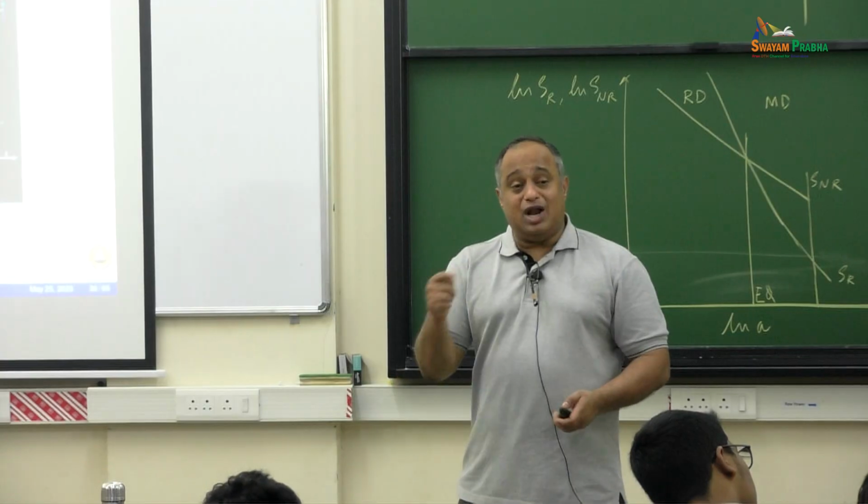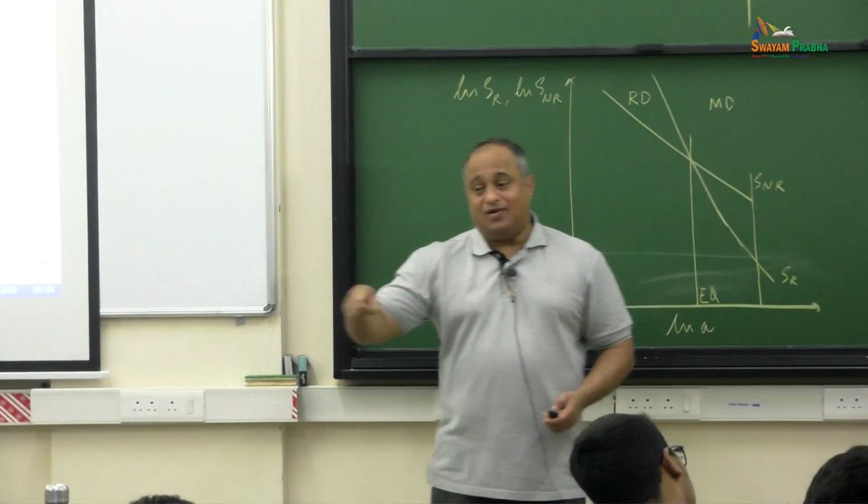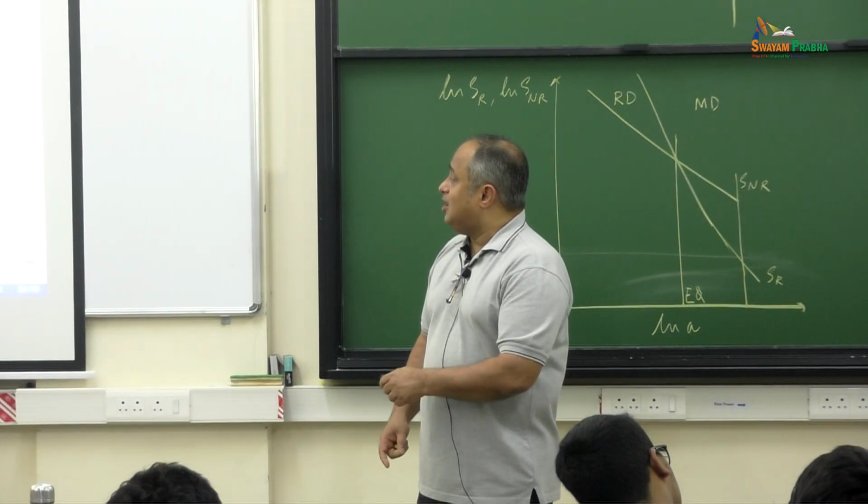So you now ask what should be the rho of r so that you obtain this curve instead of this curve.